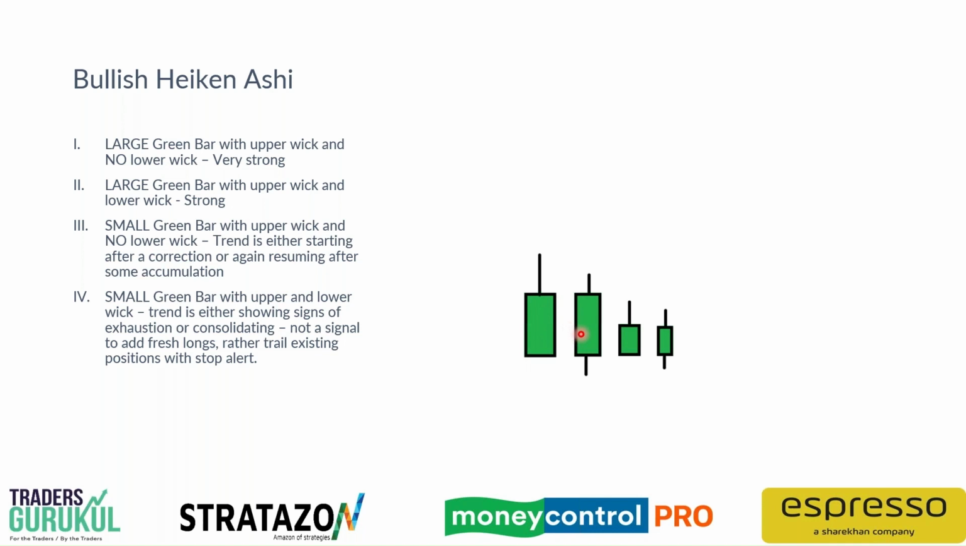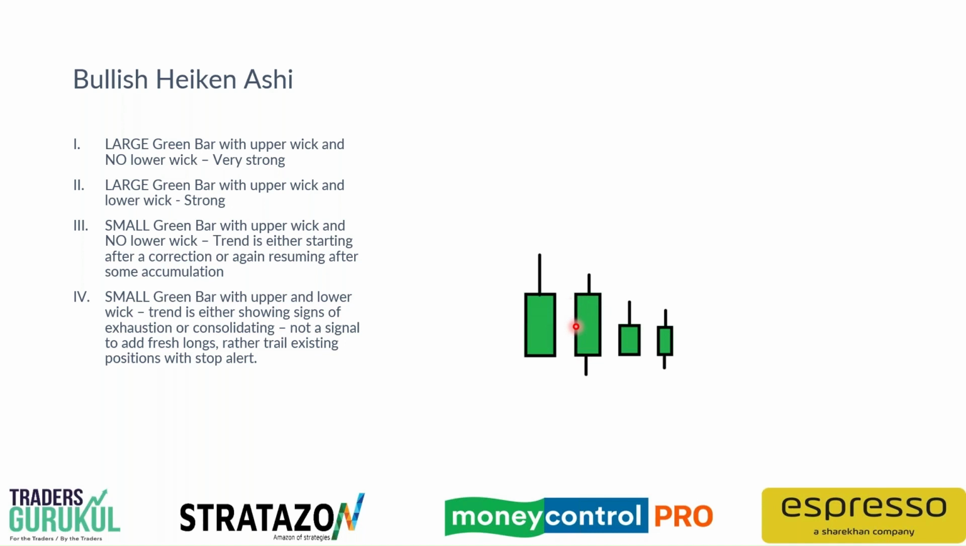Next one is a large green bar, but with an upper wick and a lower wick. The upper wick is fine in a green bar. The lower wick is suggesting that there could have been some kind of a dip out here, but the candle, by the close of the time frame in which you were seeing it, recovered and went strong.